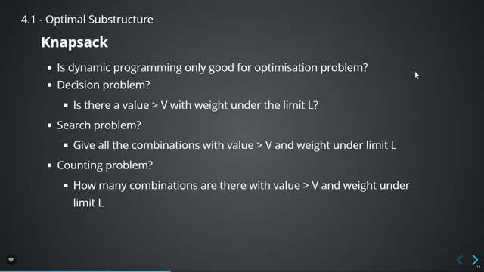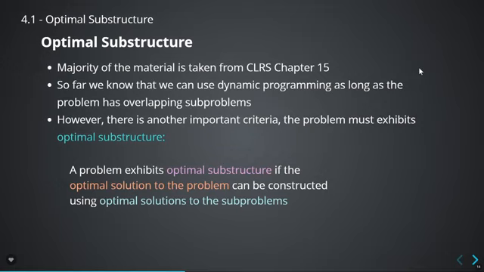Hopefully now you have an even better idea of dynamic programming, where you can use it, and what you can use it for. Okay, so we've only talked about overlapping subproblems so far. There is one more thing that you need in order to solve something using dynamic programming. You need to have something called optimal substructure.